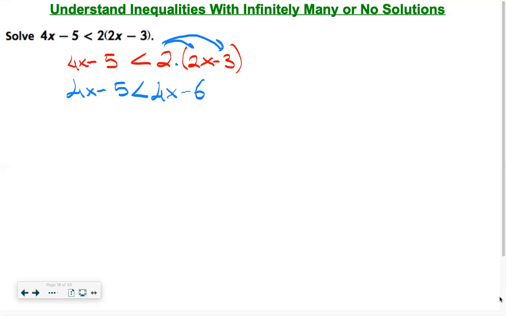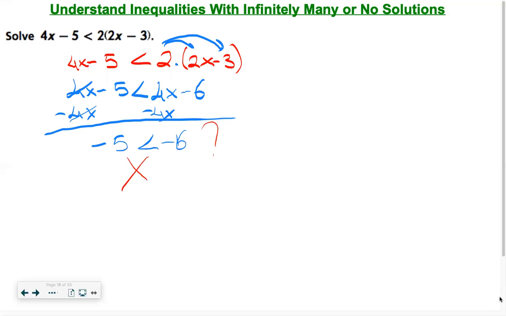After that, if you subtract 4x from both sides, you will get that -5 is less than -6. This is what I got. Do you believe that -5 is less than -6? No, this is not true. That's the reason this inequality has no solution. Because -5 is not less than -6.